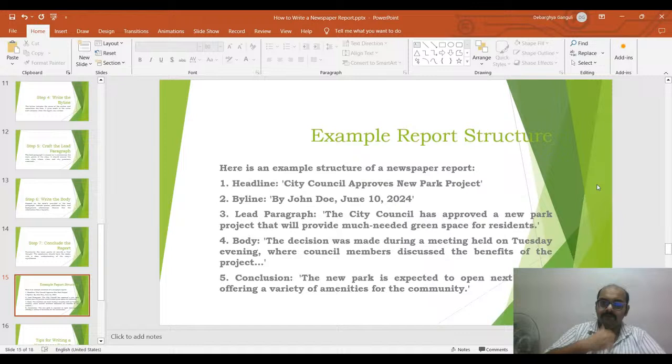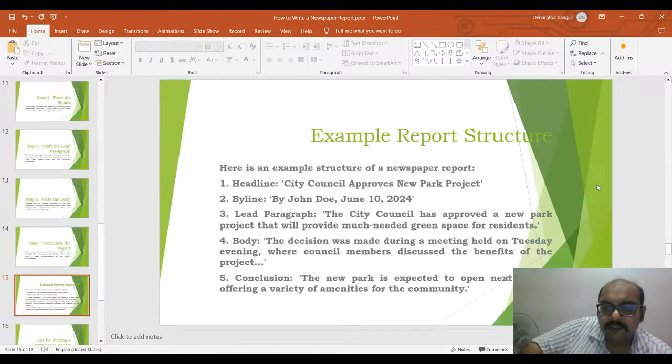So look, here is an example. The headline is City Council approves new park project. The byline is by John Doe. Here I have cooked it up together, but the June 10, 2024 should be on the left hand side, and by John Doe should be on the right hand side. Originally you write by a staff reporter or by a special correspondent. Now, in such a case of City Council approving a new park project, it should not contain the special correspondent, it should contain the staff reporter.